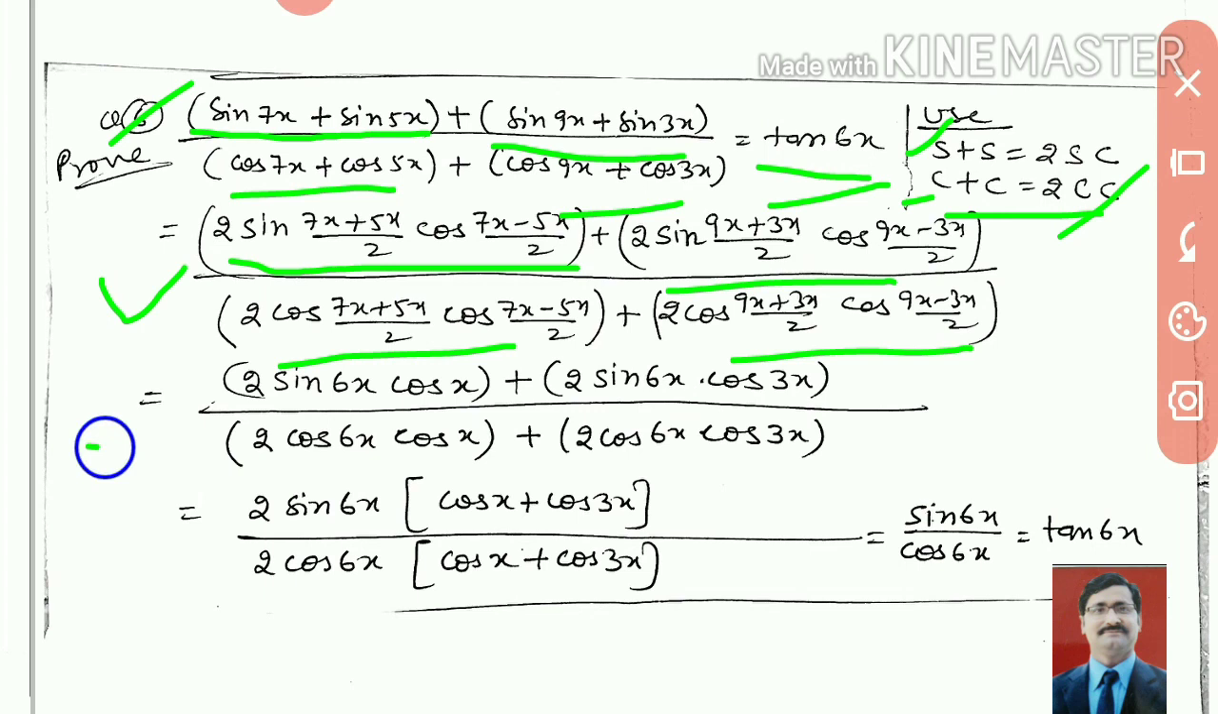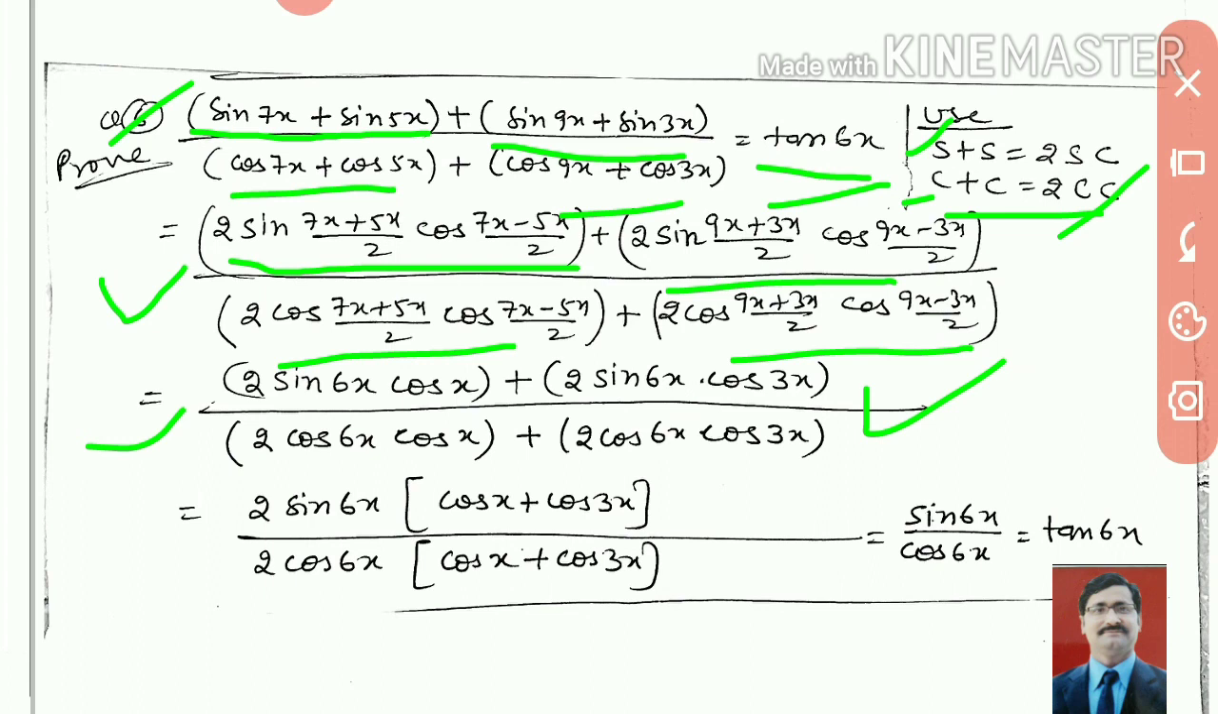Now you will solve this. 7x plus 5x is 12x, 12x upon 2 is 6x, and 7x minus 5x is 2x, 2x upon 2 is x. And in the second part, 9x plus 3x is again 12x, and 12x upon 2 is 6x, and 9x minus 3x is 6x, 6x upon 2 is 3x. So finally you will get 2 sin 6x cos x plus 2 sin 6x cos 3x upon 2 cos 6x cos x plus 2 cos 6x cos 3x.